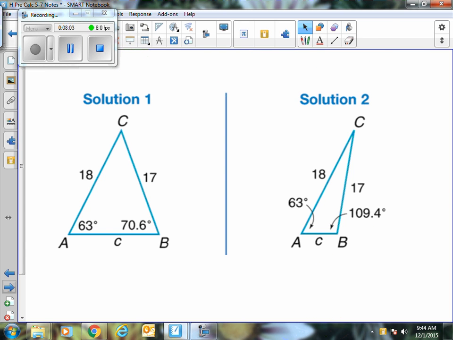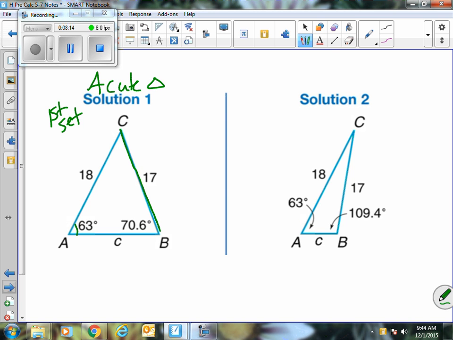What you basically just did is this solution one. So this is the acute triangle version, the first set of answers that we just did. You were given the 63, the 17, and the 18. What you solved for first was the 70.6. Then we found our angle C, which was the 46.4 degrees. And then you found your side C, which is the 13.8. That's the solution that you just drew. That was the first set. It's an acute triangle.